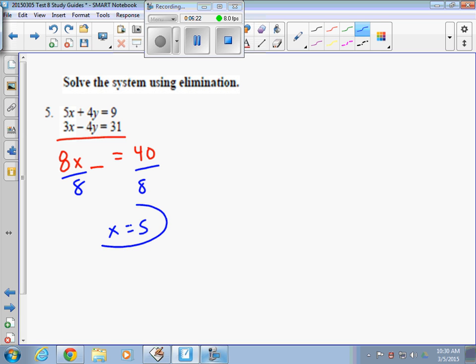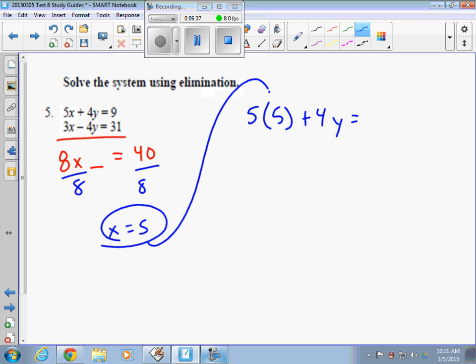So once you have that one, plug it back in. If both of the equations look the same, plug it back into the top equation. If one of them looks substantially easier, you can use that one. 5 times your new value for x, which is 5, plus 4y equals 9. 5 times 5 is going to be 25, plus 4y equals 9. Subtract 25 on both sides since this one's positive.